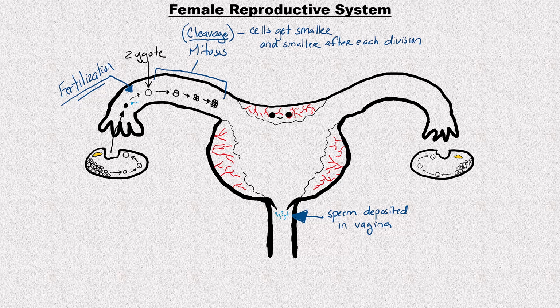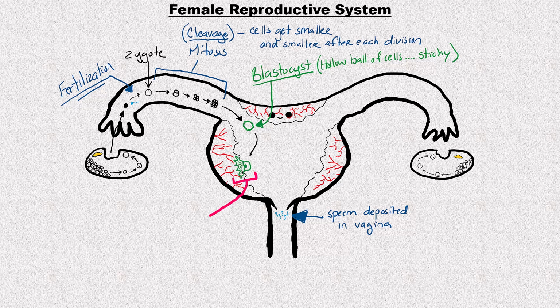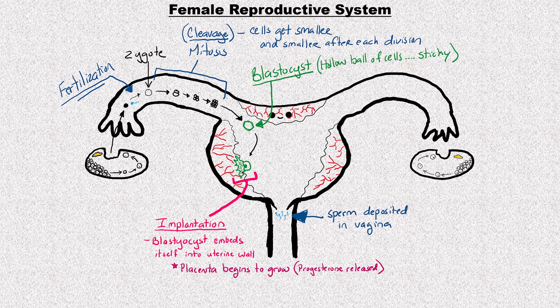Once you have that big ball of about 100 cells called the morula, it will start to hollow out and become a blastocyst, plural blastula. This is a hollow ball of cells, and it's a sticky ball of cells for a reason, because it's going to slam into the uterine lining and embed itself. This is called implantation. During implantation, the blastocyst will embed itself, and the placenta will begin to grow. This will release progesterone, keeping the uterine lining intact for the full 9 months.